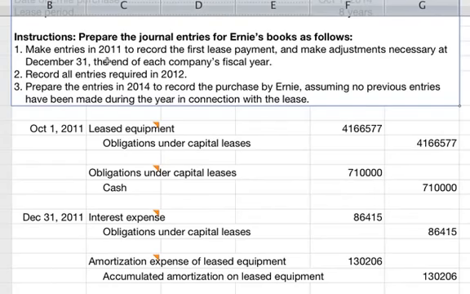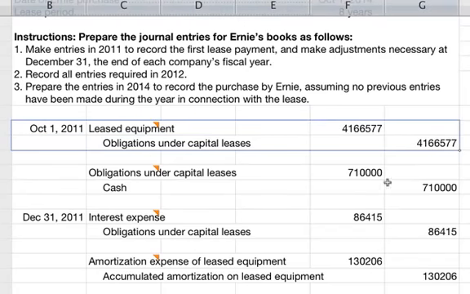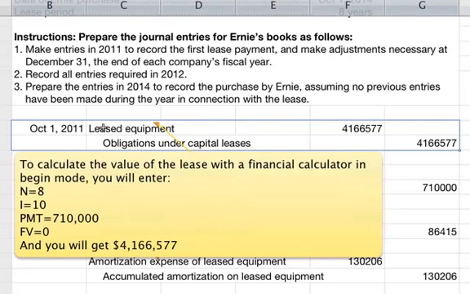So to make the entries in 2011 and record the first lease payment, first we're going to record the actual lease, and that's these entries right here. A debit to leased equipment for $4,166,577, and that is to calculate the value of the lease with the financial calculator.